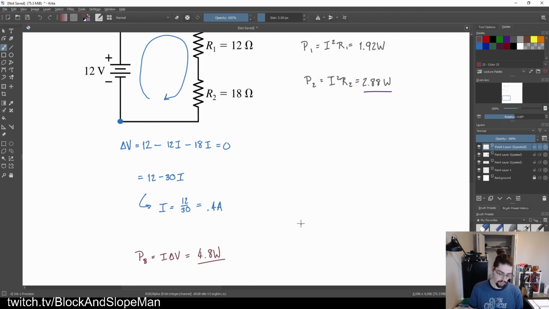But when we put those two things together, the total sum of these together is 4.8. Power dissipated matches power produced. Everything is right.